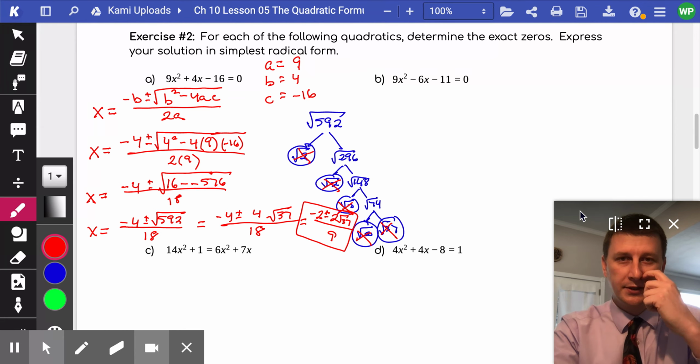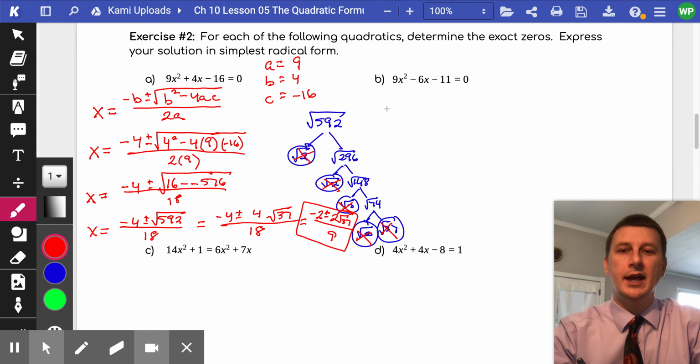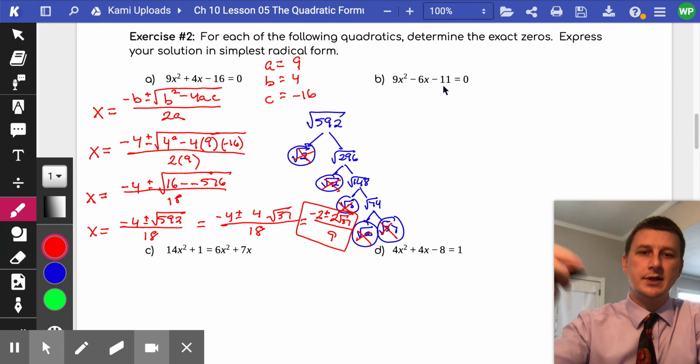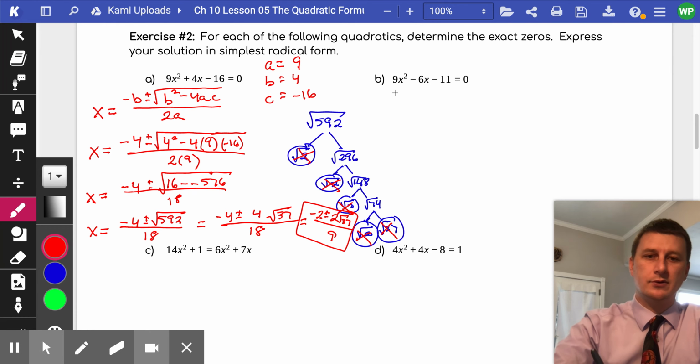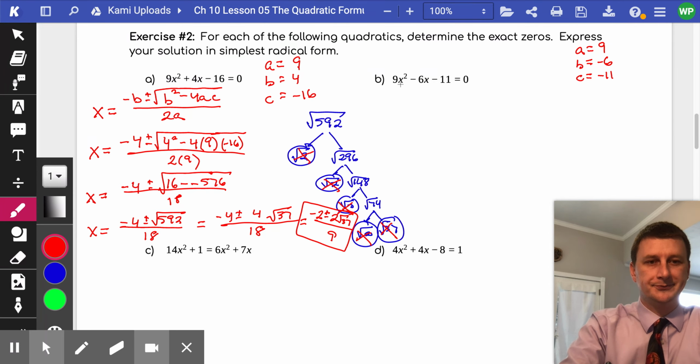All right, so we're going to take a look at part B right here. Part B is going to have us, again, use the quadratic formula to find the exact zeros, and we're going to have to put our answer in simplest radical form. So again, we have our equation equal to 0. We want to first start off by listing out our A, B, and C values. Our A value is 9, our B value is -6, and our C value is -11, going by this equation right here.